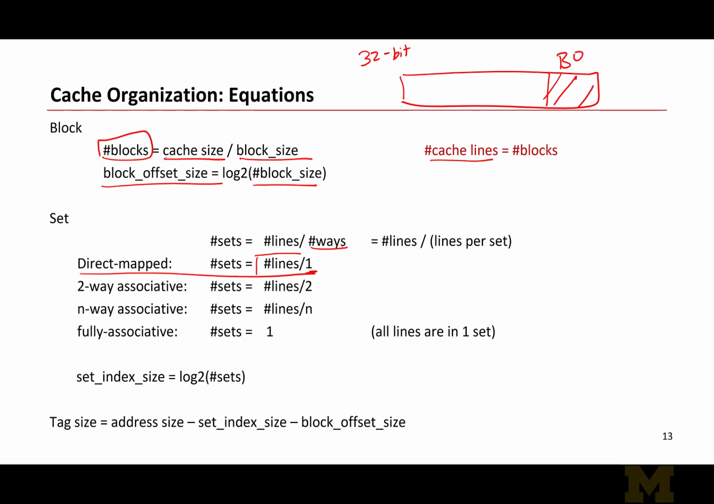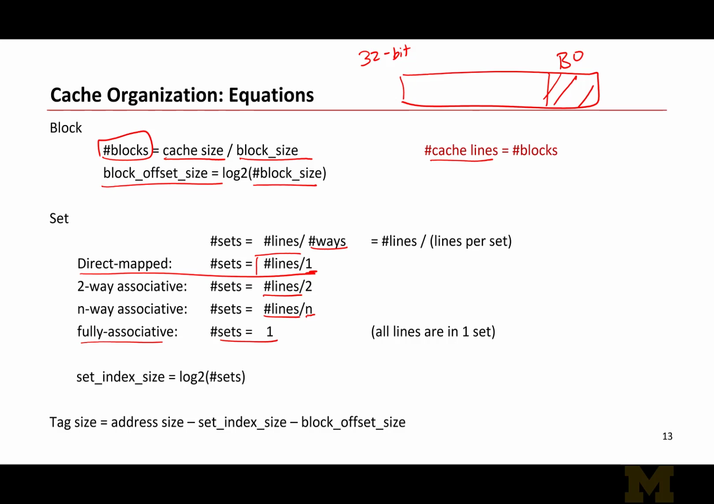And then if you have a 2-way set associative cache, you take those cache lines and you partition them into 2 ways, and so the number of sets would be half of the number of lines. And in the case of n-way set associative cache, you are partitioning the given set of cache lines into n ways, and so every set would only have number of lines divided by n. In the case of a fully associative cache, you place all the cache lines into one set, and therefore the number of sets is going to be 1. So n is equal to the number of lines.